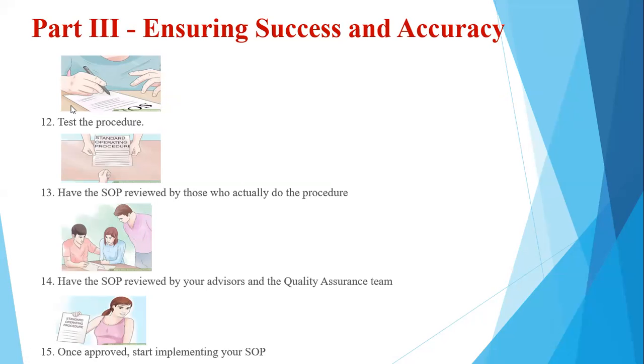Part 3 essentially speaks about ensuring the success and the accuracy of the standard operating procedure which you have already put down. Penned it out, right? So yes, step number 1 in part 3 would be testing your procedure. If you don't want to test your procedure, then probably you haven't written it well enough. That's the only point where you don't want to get it tested, right?